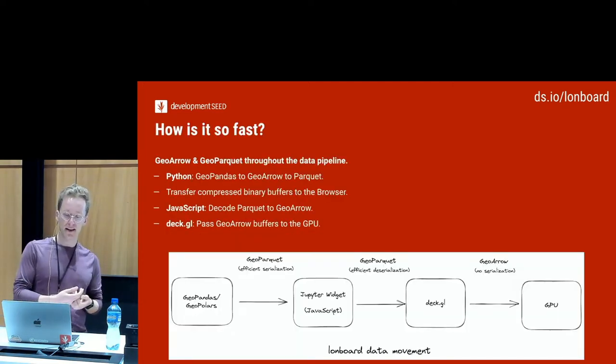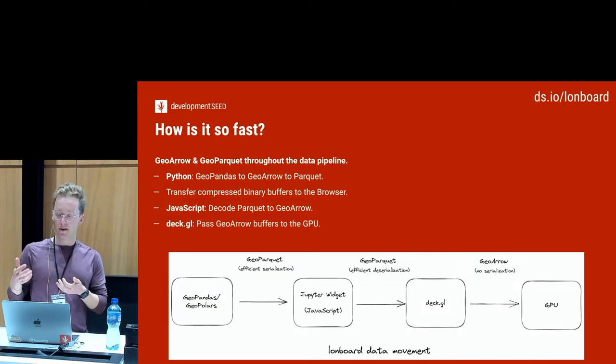And so how is this so fast? This connects to GeoPandas and uses GeoParquet to really efficiently move this data from GeoPandas into the browser. It parses the Parquet natively in WebAssembly on the JavaScript side, and then uses GeoArrow to directly copy from deck.gl into the GPU for rendering. And so all of these steps happen like 5 times faster than just saving to GeoJSON from GeoPandas.